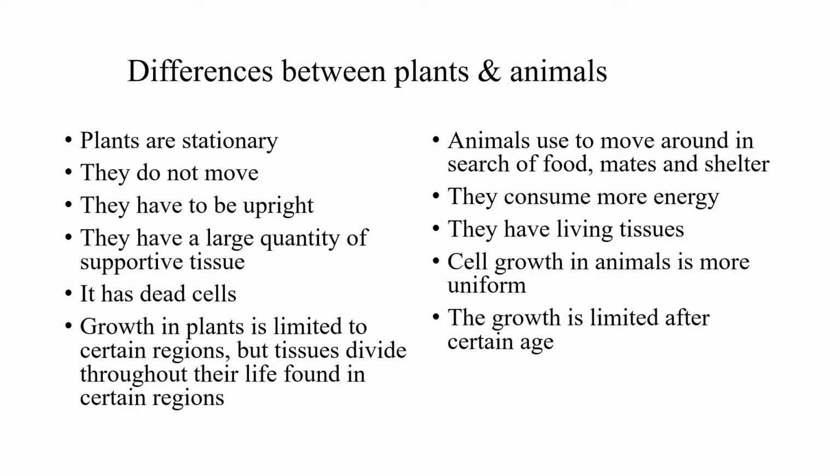divide and grow continuously. But in animals, cell growth is more uniform. Then the growth is also limited after certain age. Mostly in animal cells, all are living. They have living tissues. They consume more energy also because they are moving. So it requires more energy to complete their work.